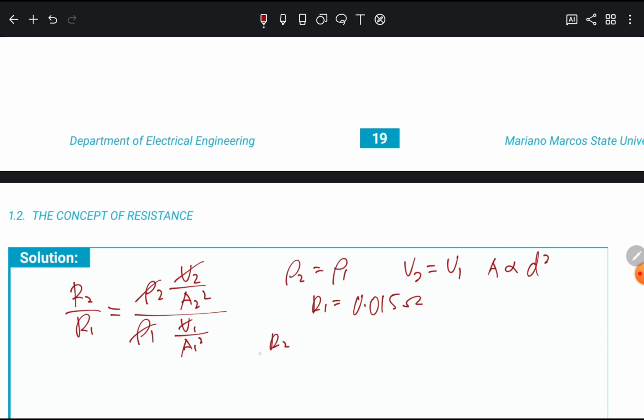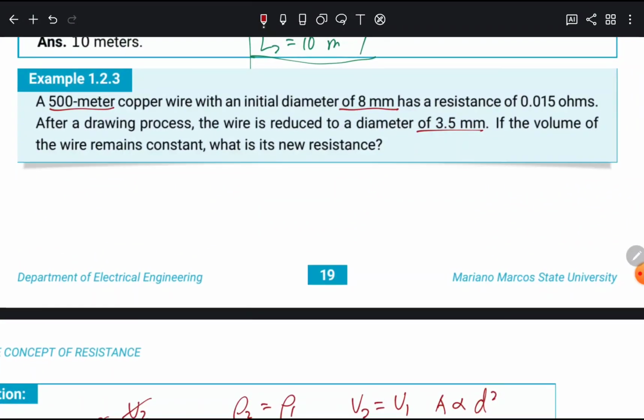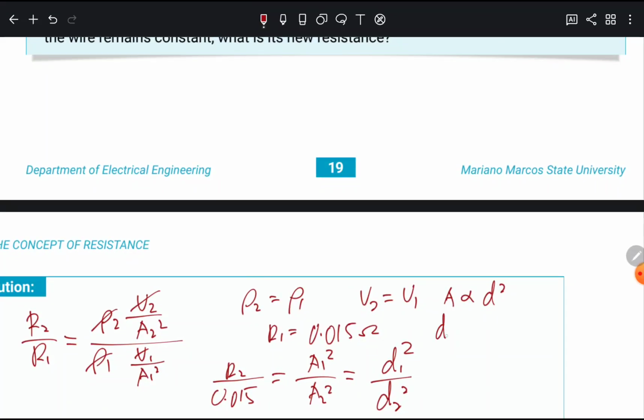So to solve for R2, R2 will be divided by 0.015, and that's the R1. Then we have area 1 squared divided by area 2 squared. But area 1 is proportional to the diameter, which is d1. So d1 squared divided by d2 squared. But d1 and d2 are given. They're both given.